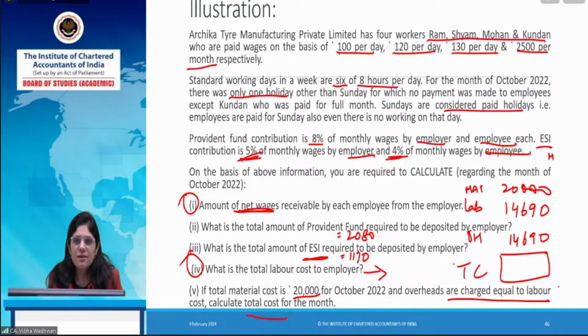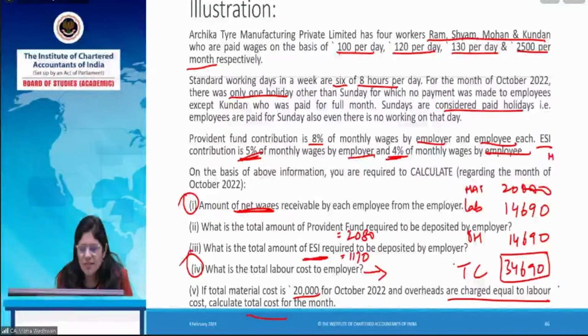Material cost is given in the question. Labor cost we have calculated as part 4. And overheads also are equal to labor cost. So this will be the total cost. You should always show the breakup. So total cost is 34,690. I hope this is the correct answer. You should always do the breakup. It's always better. Clear? So this is the illustration.